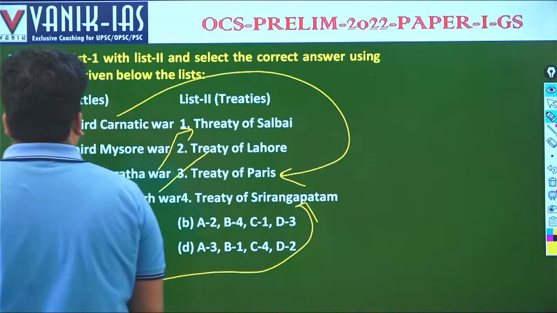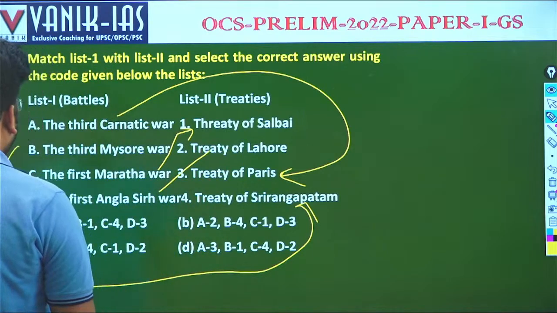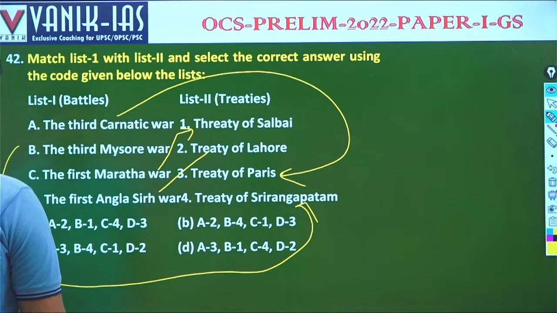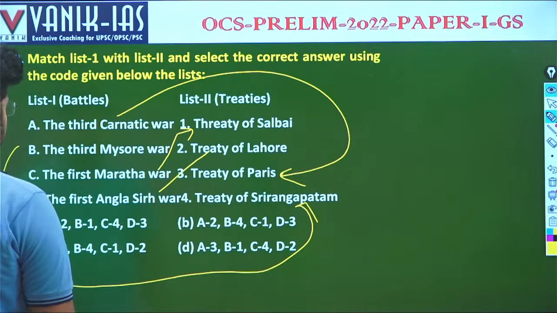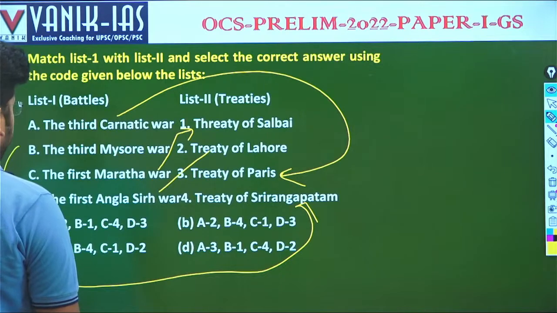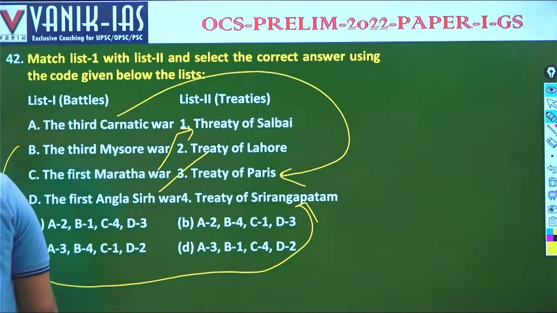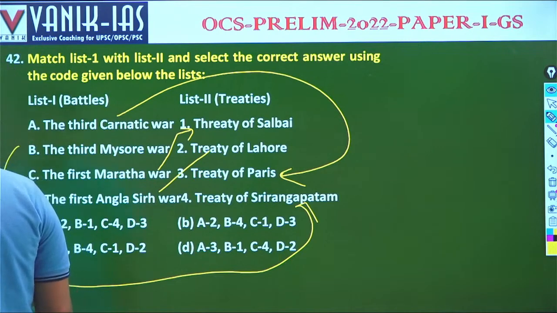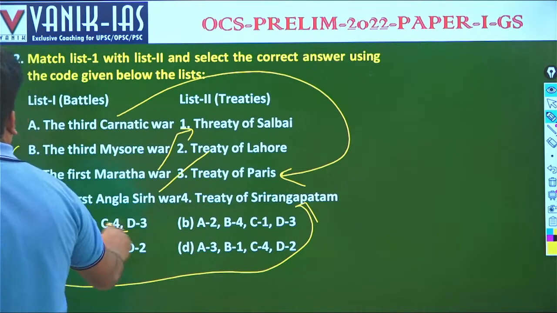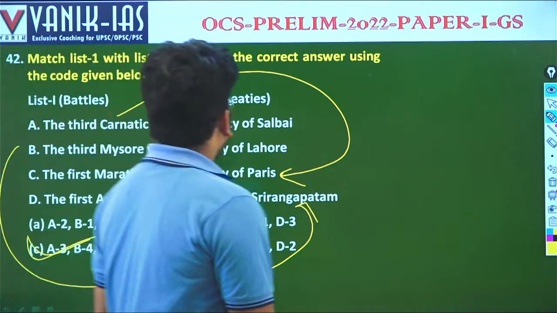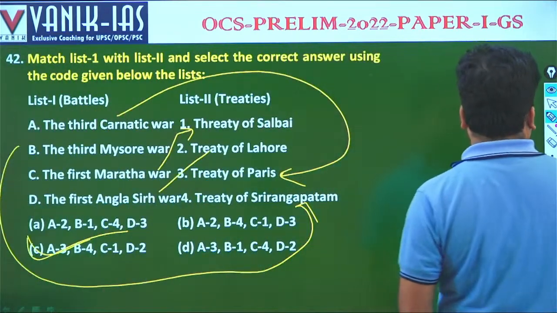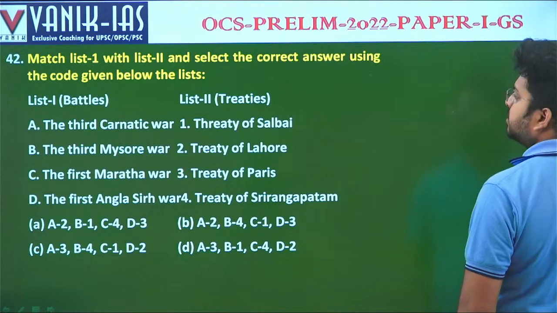So it is A3, also A, C and D, B it is 4. So C is the answer. Okay. Very important, treaties and battles. Next.